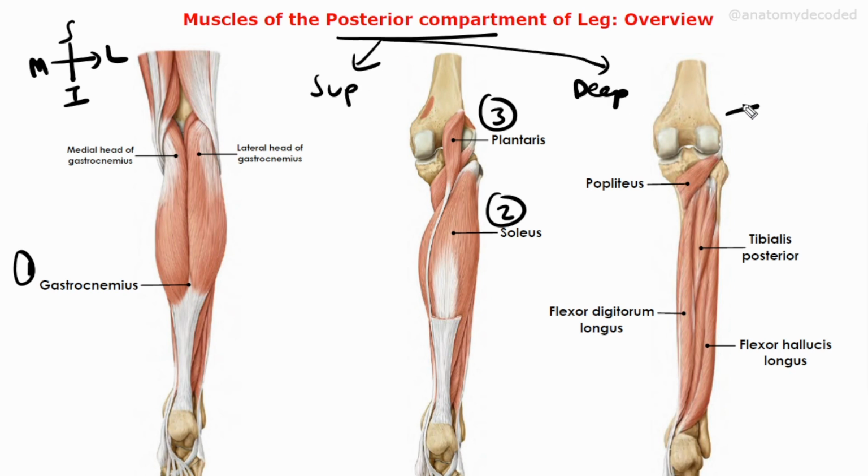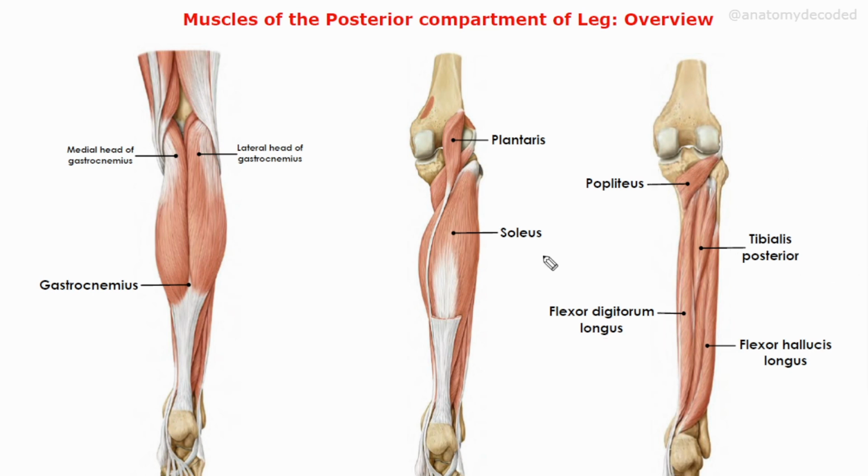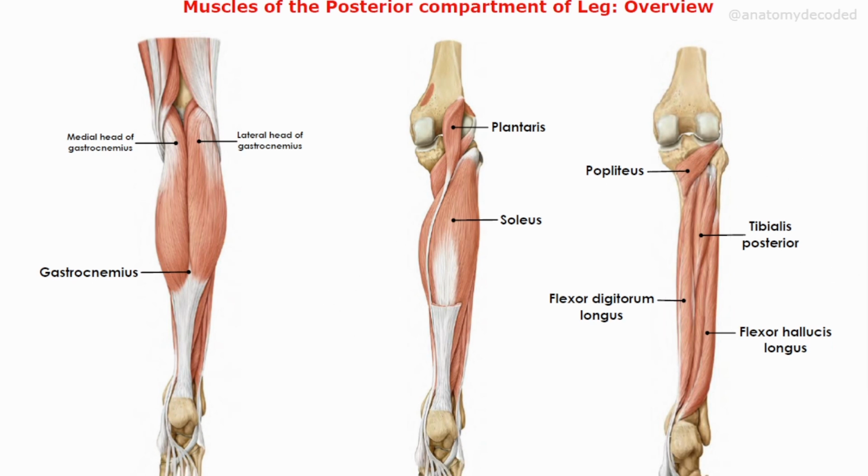Deep muscles are shown in this image. Deep muscles are 4 of them. One is popliteus, which is seen in the floor of the popliteal fossa. And there are other 3 muscles which we can compare with the muscles of the anterior compartment of the leg. In the anterior compartment there is tibialis anterior muscle. The corresponding muscle here is tibialis posterior. And in the anterior compartment there are muscles called extensor digitorum longus and extensor hallucis longus. The corresponding muscles here are flexor digitorum longus and flexor hallucis longus. So like this there are 4 deep muscles.